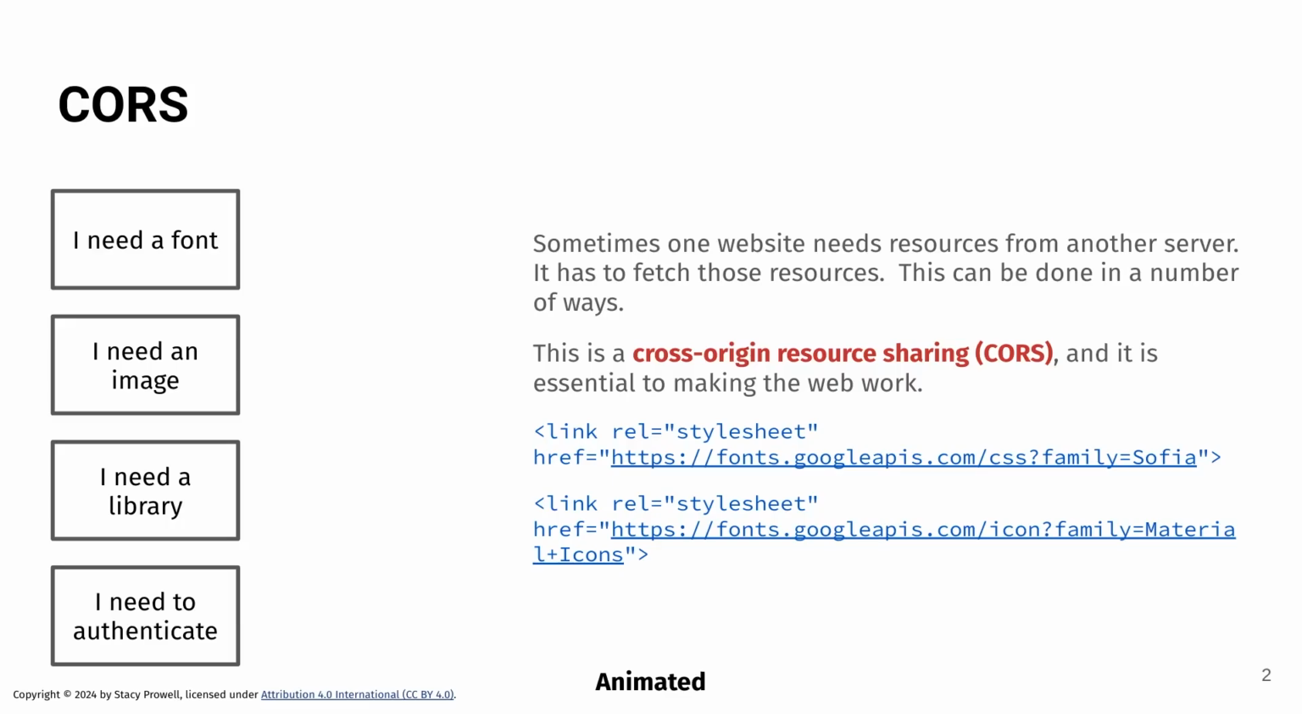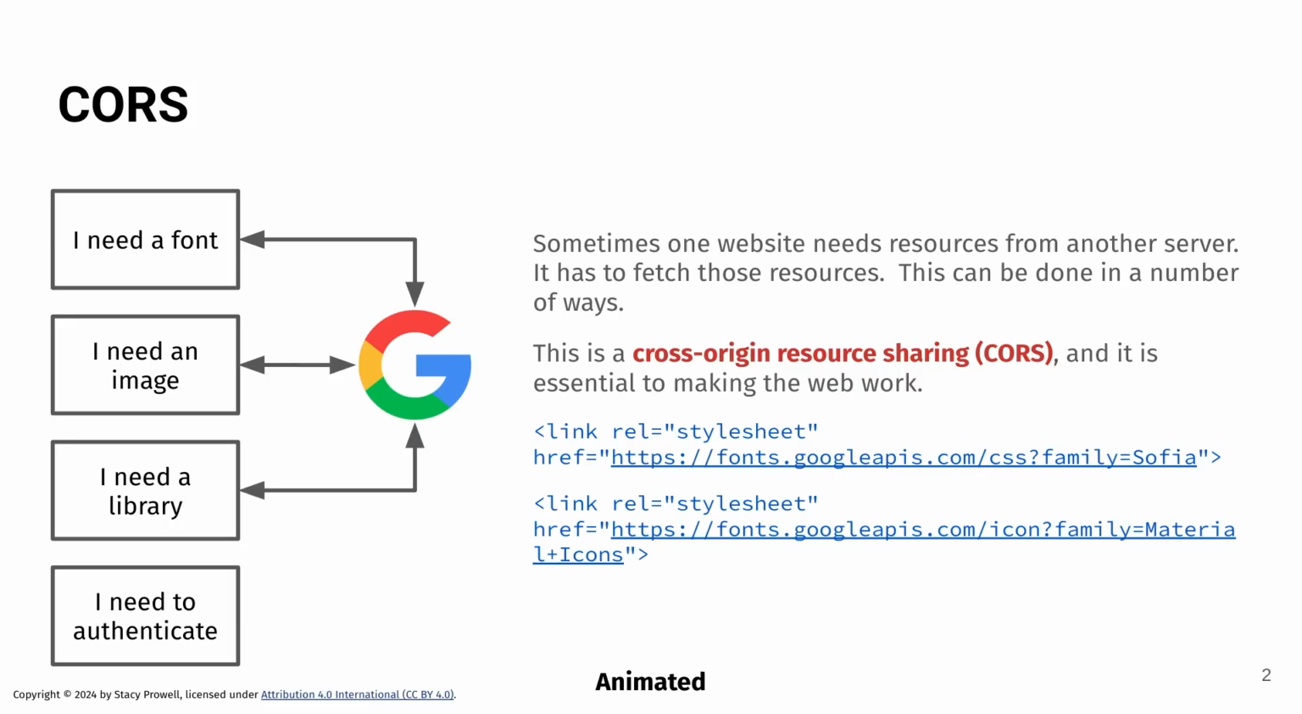And there are a number of different ways to do that. So maybe you need a font. Great. You reach out to Google and you get your font. No problem. Maybe you need an image. So you reach out to apparently Google also. Okay. So you reach out to Google, get your image. You might need a library to implement your website, which apparently also comes from Google.